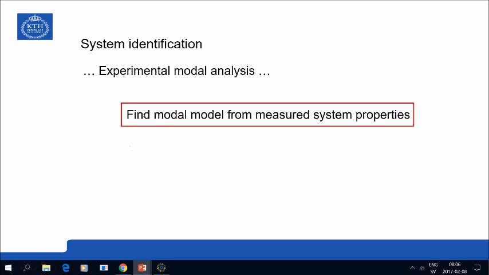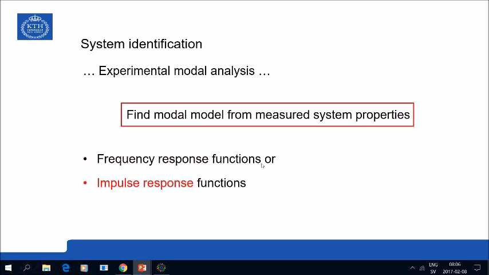So, in experimental modal analysis, our mission is to find a modal model from measured system properties. And we can, of course, use frequency response functions, and by analytic continuation we can find the system transfer function. And we can, of course, also use the equivalent impulse response functions, because they contain exactly the same information. But in the frequency response function, we work in the frequency domain, and impulse response functions work in the time domain.